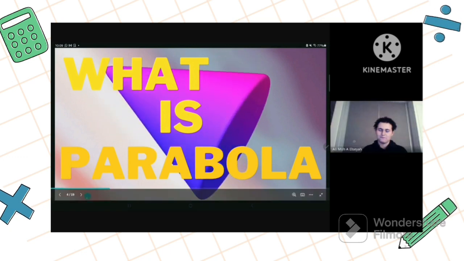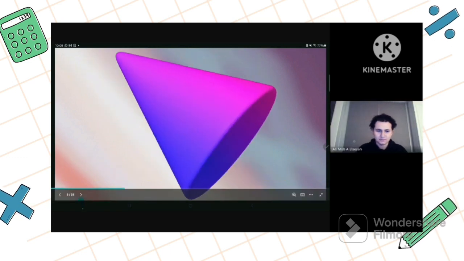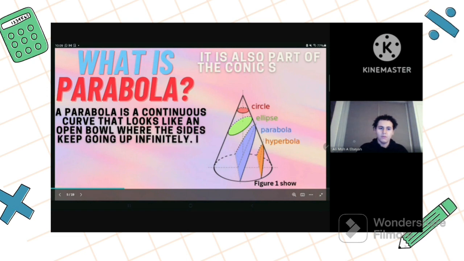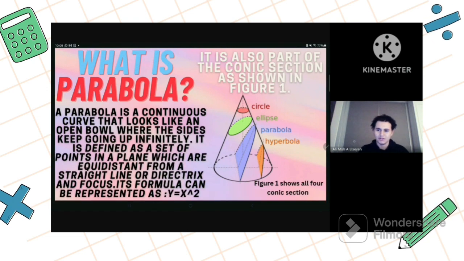What is a parabola? A parabola is a continuous curve that looks like an open bowl where the sides keep going up infinitely. It's defined as a set of points in a plane which are equidistant from a straight line, the directrix, and a focus. Its formula can be represented as y equals x to the power of 2. It's part of the conic section as shown in figure 1.